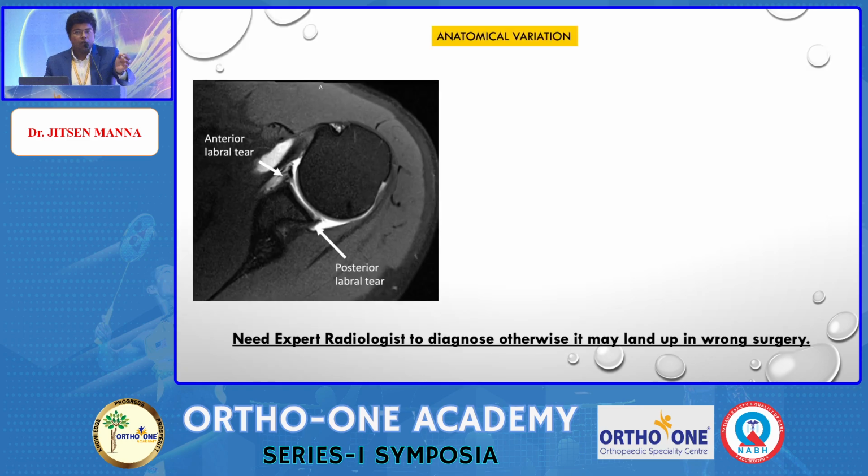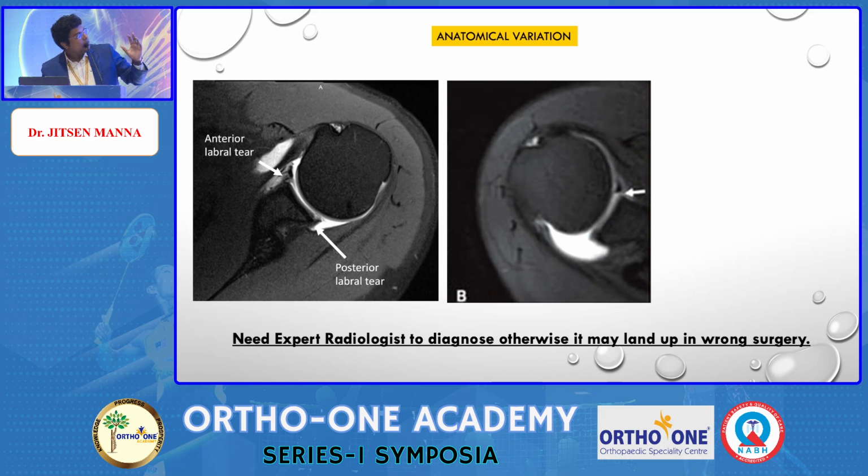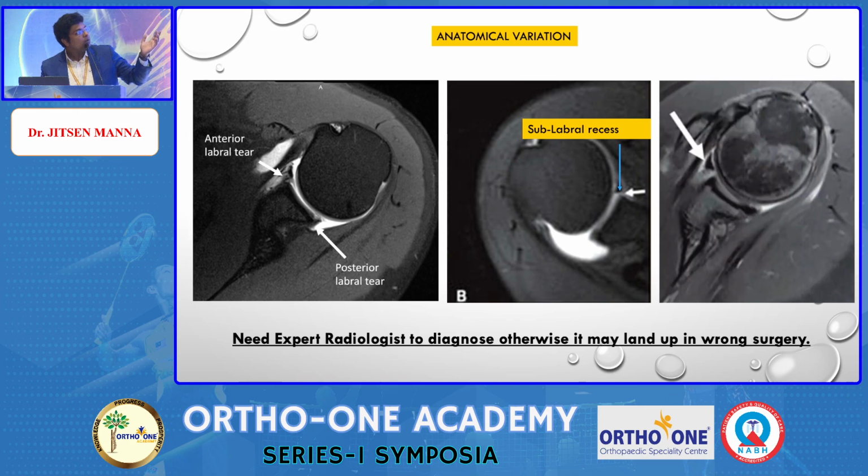Now, why do we need a good interpreter, or a good MRI person, to investigate? Because we can see this image is an anatomical labral tear, it's marked. An almost similar image, with the same sort of line going between the labrum and the bone, is not at all pathological. It's a sublabral lysis, which is a normal anatomical variation. So unless the person who is reading those MRI scans is good enough, he can misdiagnose this as a tear, and we may land up in a wrong surgery. Similarly, this is also not a tear, it's a Buford complex, a normal anatomical variation.